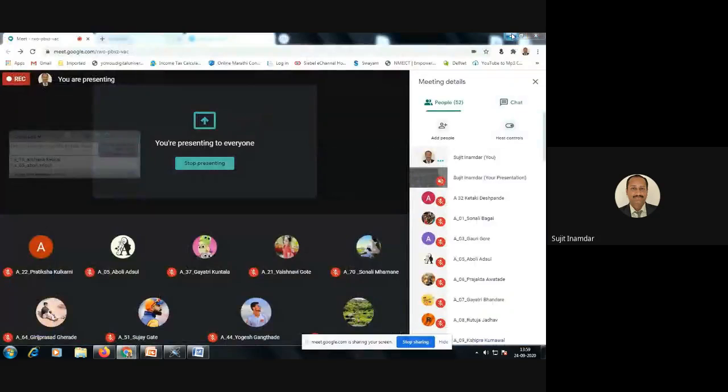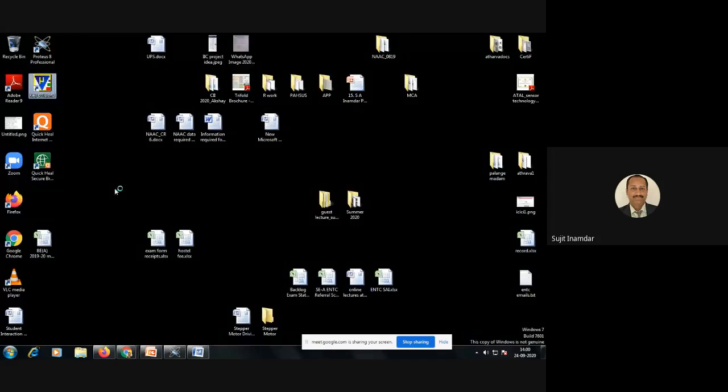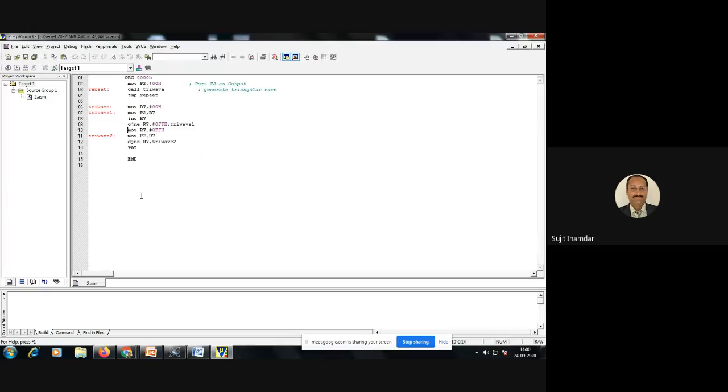So for that, first we are supposed to open the Keil, and you can see here it directly gets open because I opened it in the morning only. So this is the program in front of you. Zoom is not here, so you can zoom from your screen and read the program for the triangular wave generation. This is the program for triangular wave generation.